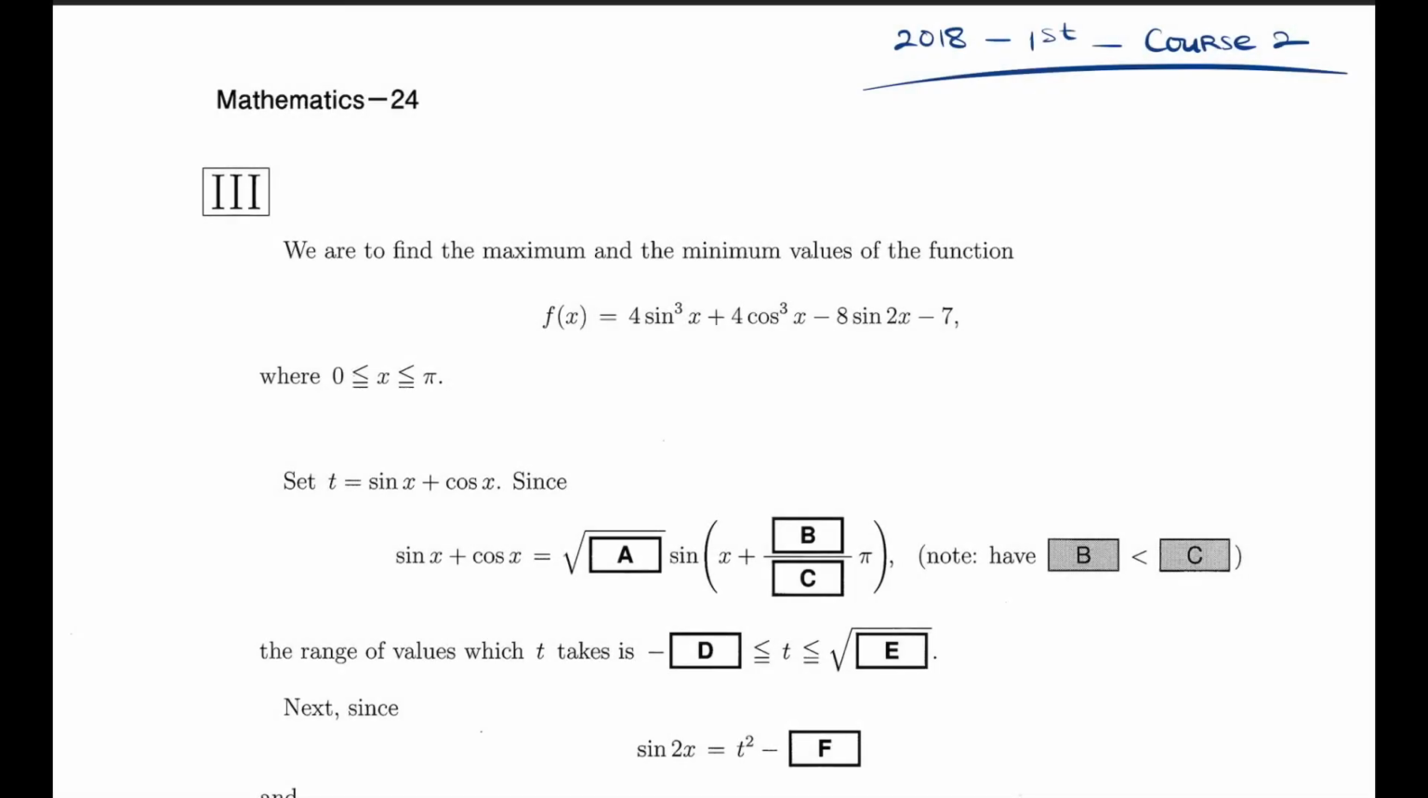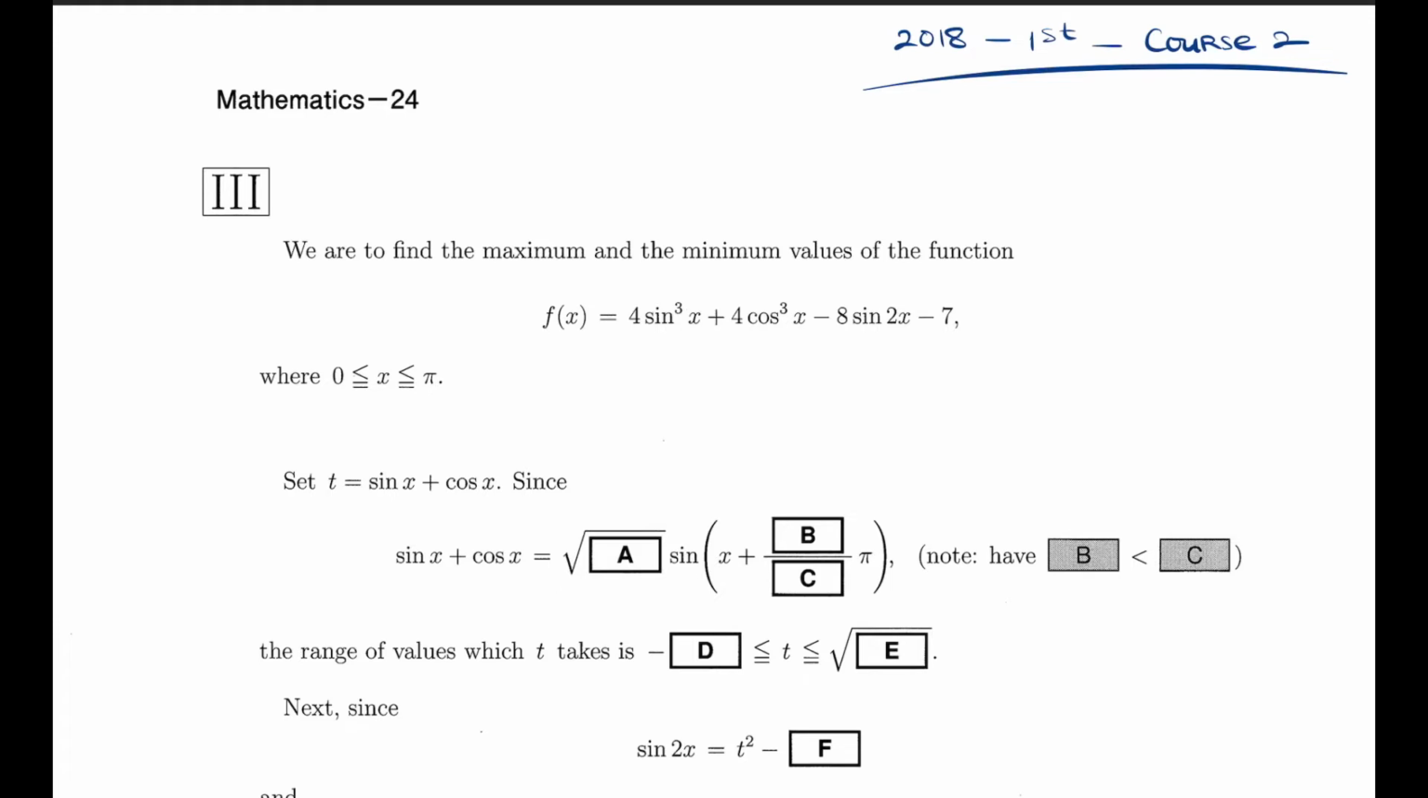Halo semuanya, di video kali ini Koko akan lanjutin lagi pembahasan Past Paper EJU tahun 2018 First Session Course yang kedua. Kalau di video sebelumnya Koko udah sempat bahas 4 soal pertama, 2 soal dari section pertama dan 2 soal dari section kedua. Bagi kalian yang mungkin belum sempat nonton video sebelumnya, silahkan klik link yang ada di description atau bisa cari di playlist channel YouTube Koko.